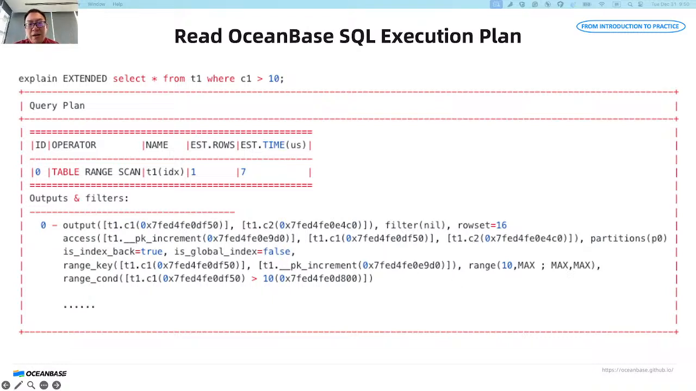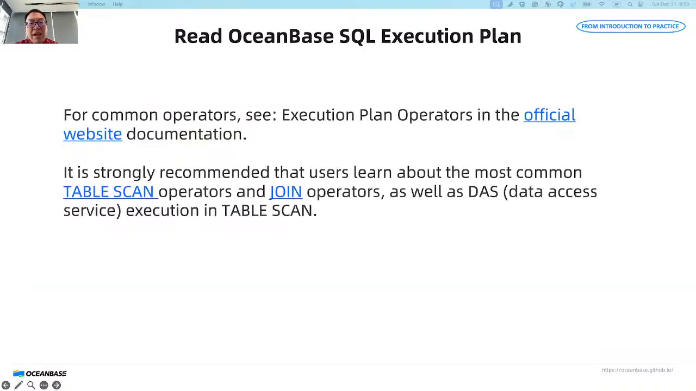This looks much messier than no address, with address information that users don't care about everywhere. So it's recommended that users add an extra no address when analyzing problems. If you can understand the operators in the plan, you can know what the OB server does to execute this SQL.